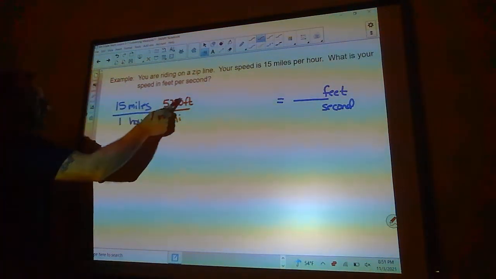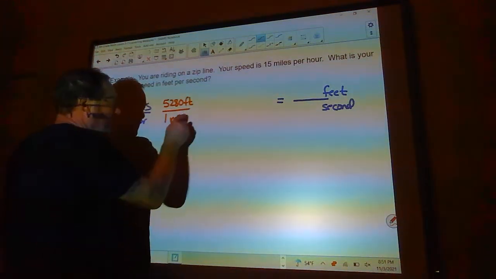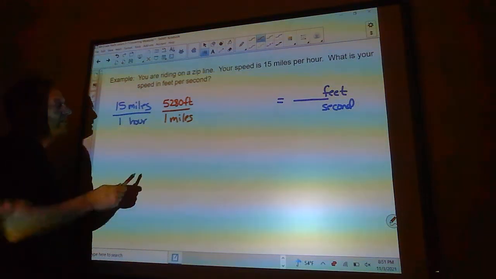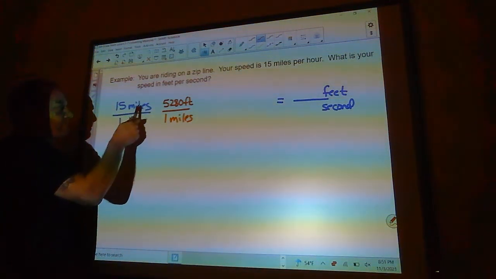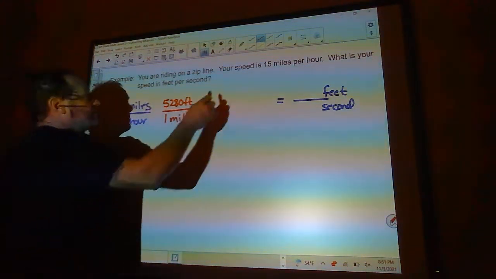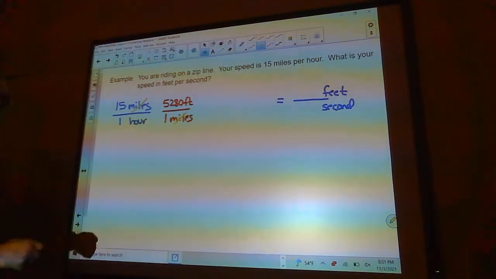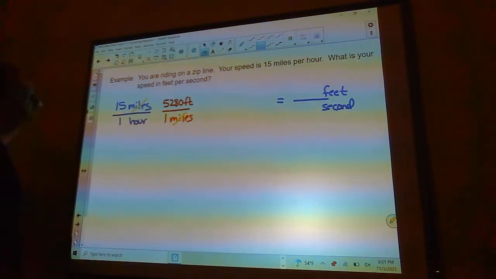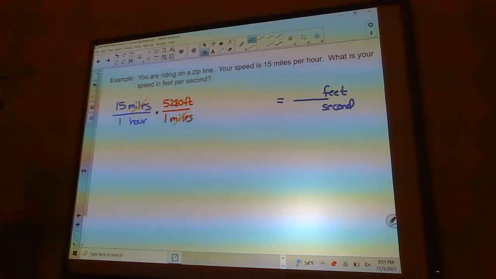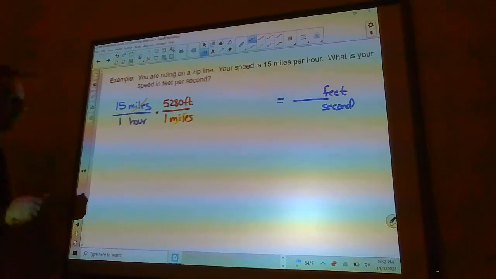Now, why did I put the feet on the top and the miles on the bottom? Well, here's what I want to do. I want to get rid of miles and get feet. So the way I do that is if I have something on the top and something on the bottom, I can cancel it, right? So I can cancel the miles because I have miles on the top and miles on the bottom. And what I'm going to do is I'm going to multiply these things. Okay, so now I have feet per hour.